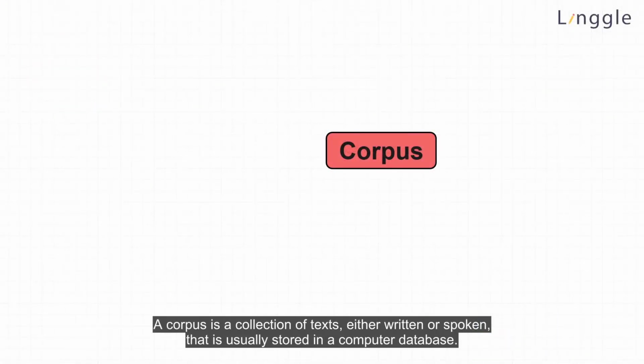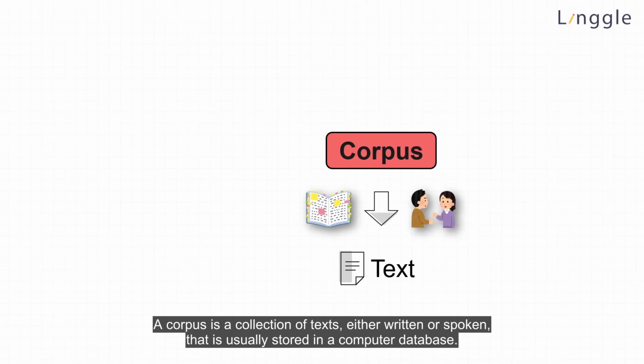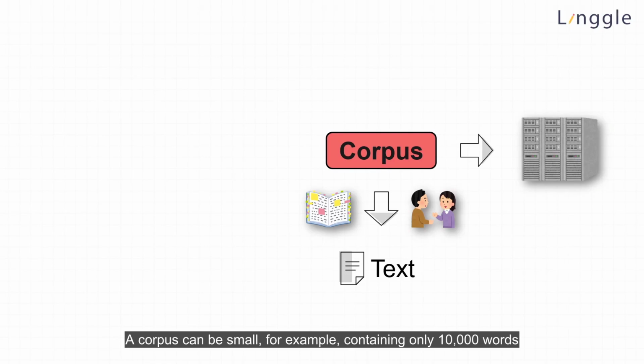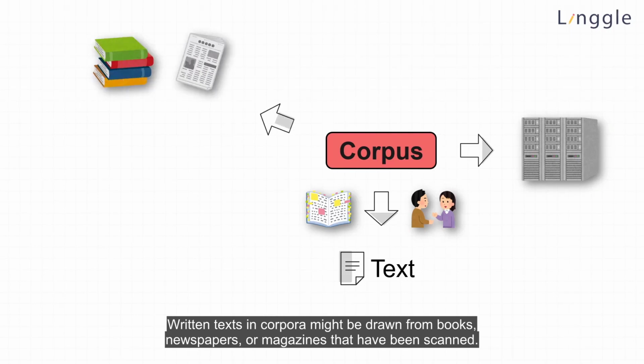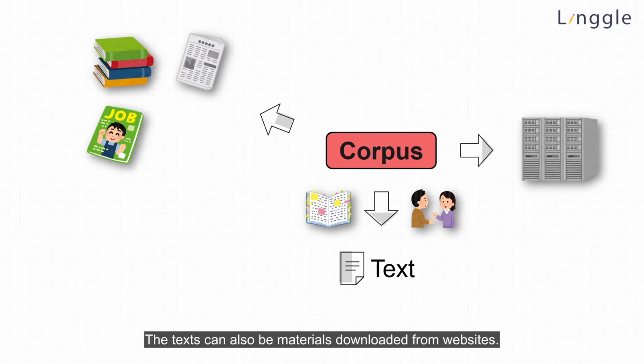A corpus is a collection of texts, either written or spoken, that is usually stored in a computer database. A corpus can be small, for example, containing only 10,000 words, or very large, for example, containing millions of words. Written texts in corpora might be drawn from books, newspapers, or magazines that have been scanned. The text can also be materials downloaded from websites.